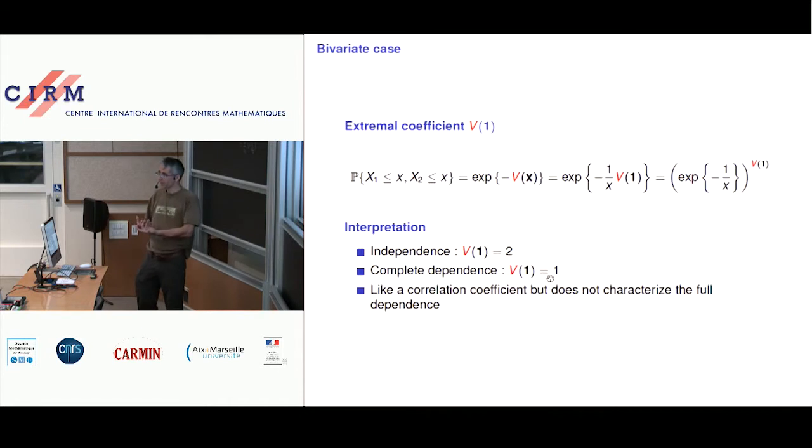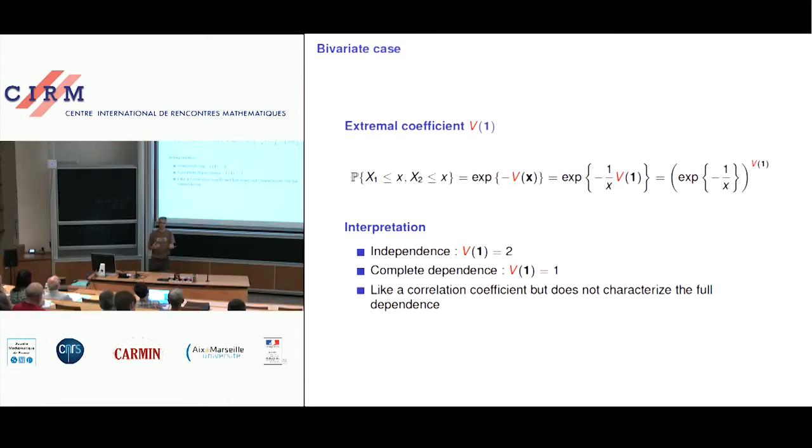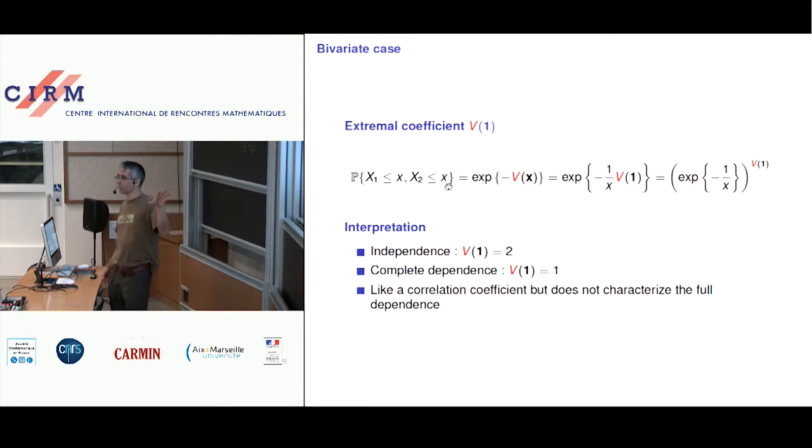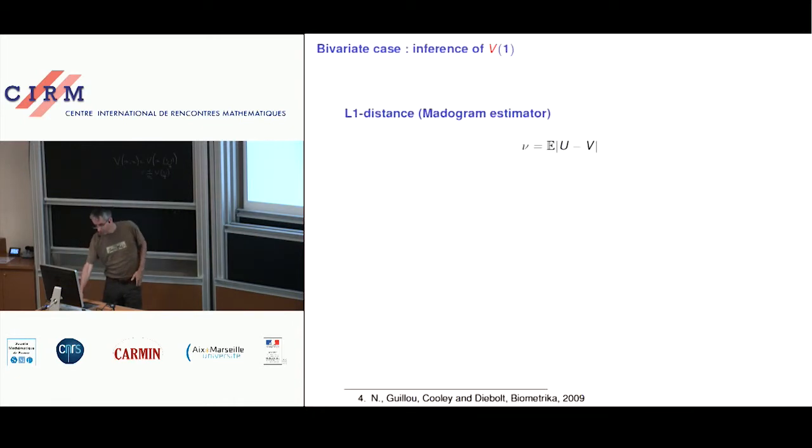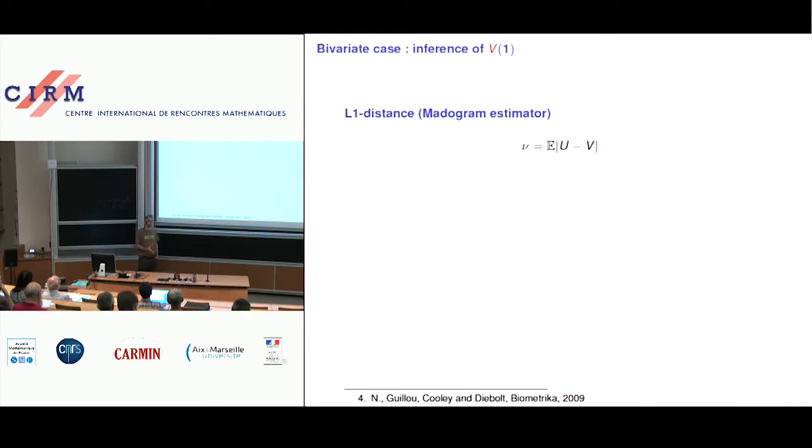So V of 1, in some sense, gives you a sense like a correlation coefficient, but of course, it doesn't characterize the full distribution because I don't look at every x1 and x2, I look at the case where x1 equals x2 equals x. But still, this is a very good summary of what's happening in the bivariate case. And you can do the same in the multivariate case. So with Armel and colleagues, and there are a lot of people who have been working on the estimation of this extremal coefficient V of 1.